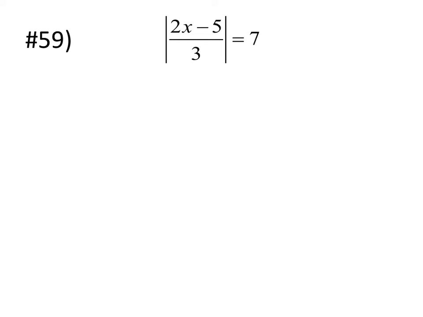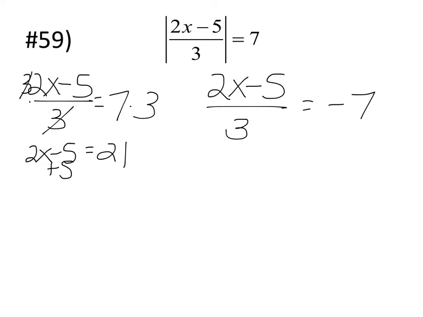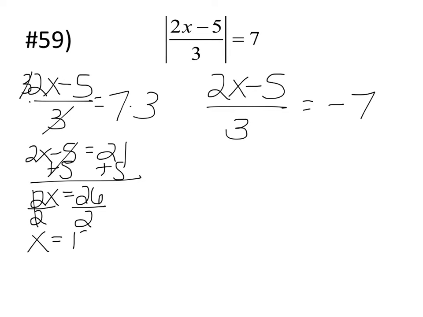Alright, here we have the absolute value of 2x minus 5 over 3 is equal to 7. And then we've got 2x minus 5 over 3 will be equal to negative 7. So first things first, I'm going to multiply 3 by both sides to get rid of that fraction, leaving me 2x minus 5 is equal to 21. I'm going to add 5 to both sides, giving me 2x is equal to 26. Divide both sides by 2. You get x is equal to 13.